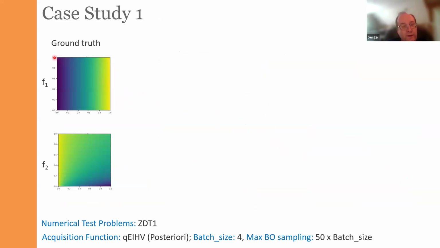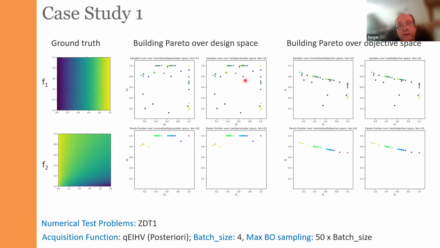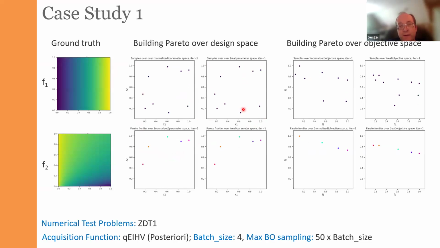Imagine that this is our parameter space. We have x and y changing from 0 to 1. And we have two functions. Function 1 is a very simple slope in one direction. Function number 2 is a little bit more complicated. So this is what building the Pareto frontier using the multi-objective optimization looks like.